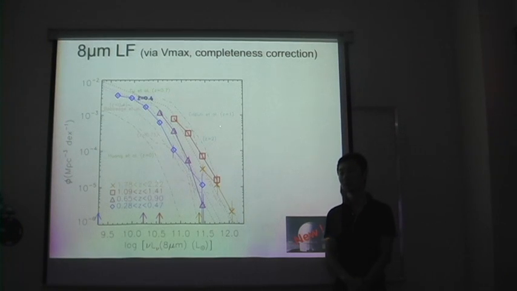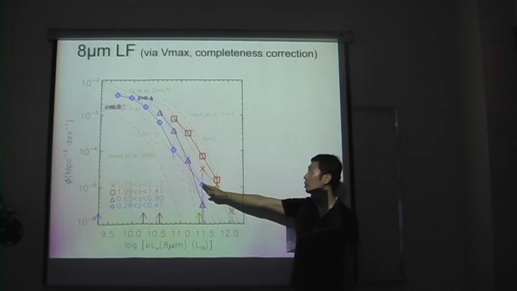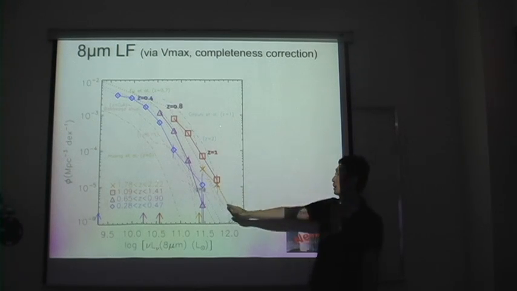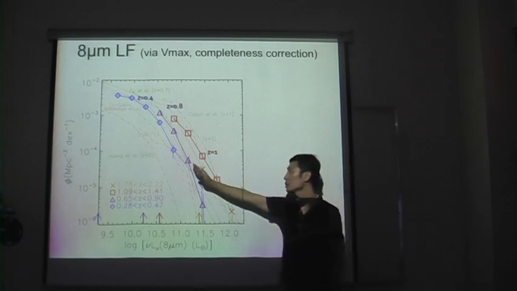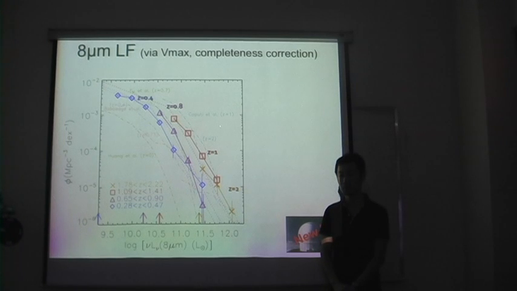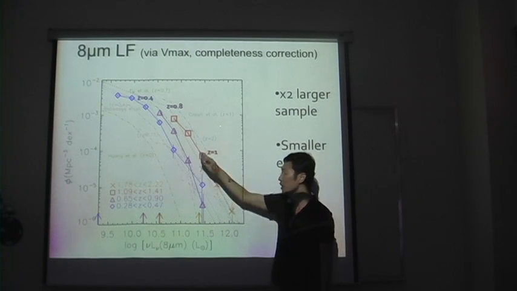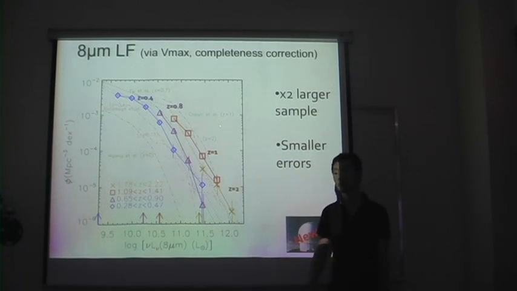The resulting 8 micron luminosity function is shown here. And as you see from redshift 0.4, 0.8, redshift 1, redshift 2, there's a steady and strong evolution of the mid-infrared luminosity function. And as you see, our luminosity function is much smoother and more stable than our previous work because of the factor 2 larger sample.